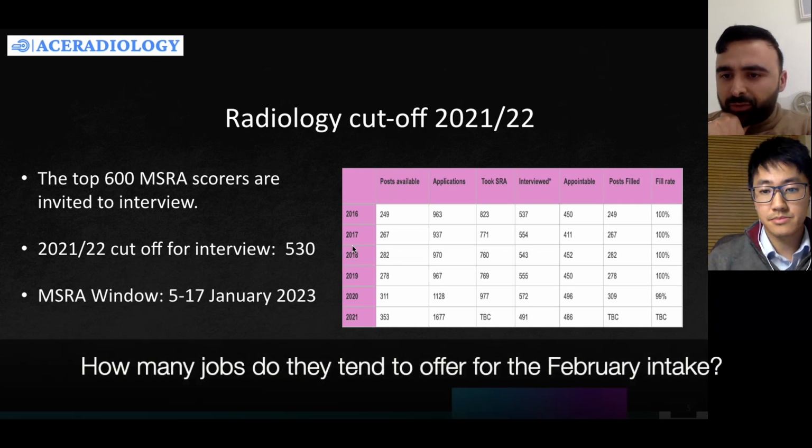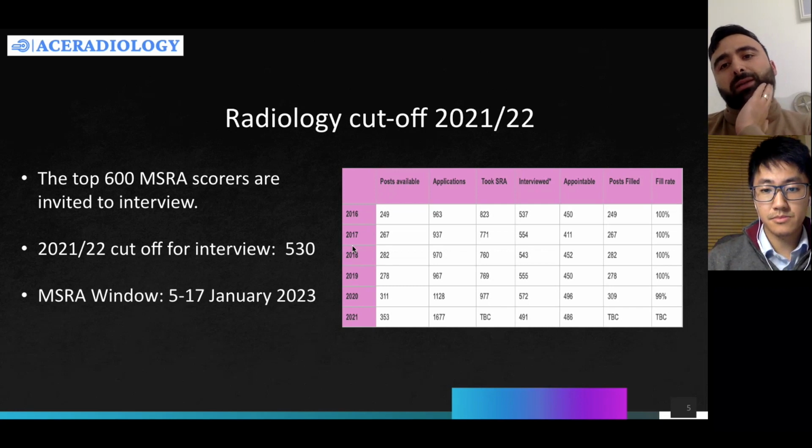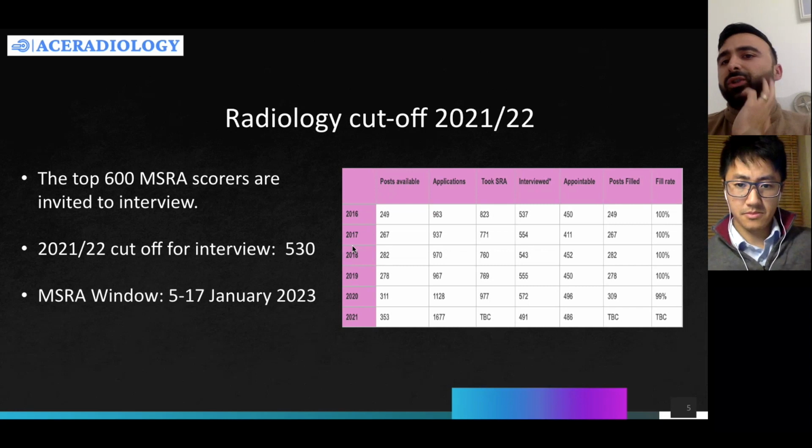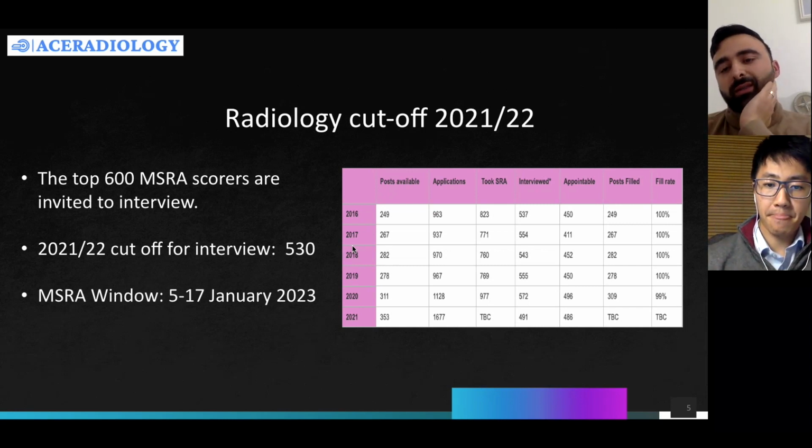Thomas asked, how many jobs do they tend to advertise for Feb intake? Which specialty? Because it depends which specialty you're referring to. Radiology, I don't think radiology has a February intake this year. There was a weird March intake last year, but I don't think that'll be repeated as far as I'm aware. But I know for GP and psych and anesthetics, there is a Feb intake.